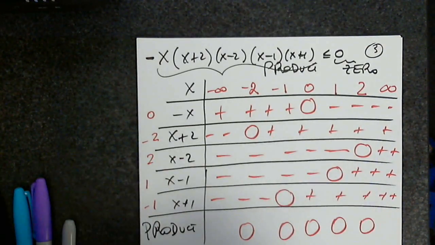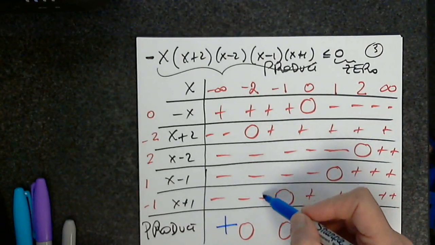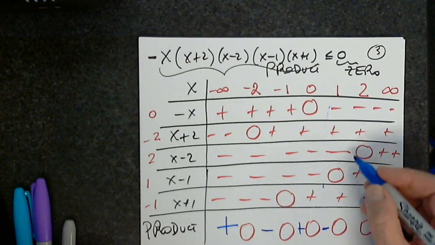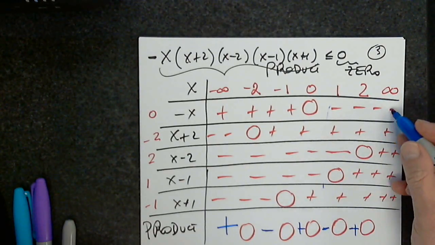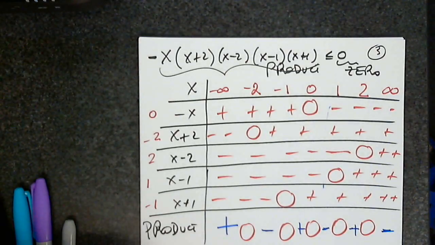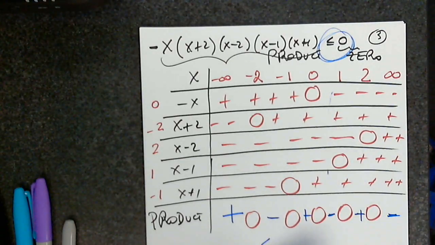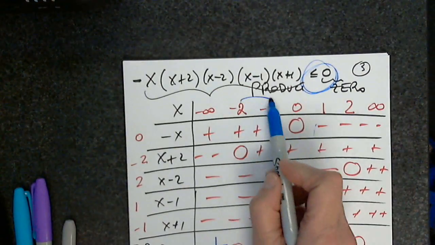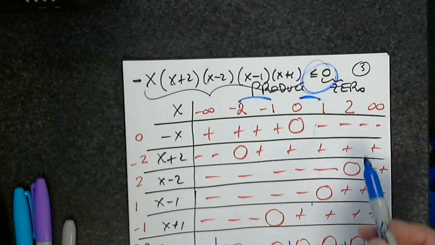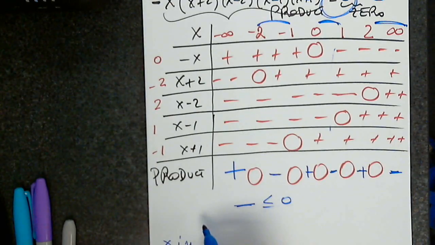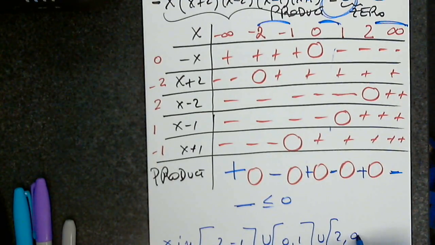And now I count. One, two, three, four negatives. One, two, three negatives. Two negatives. Three negatives. Two negatives. And one negative. And the question was this. Well, I know that only negative is less than or equal to zero, so I have to choose this, this, and this. So therefore, I will say x in the interval, and I will include the zero, bracket, negative 2, negative 1, union, 0, 1, union, 2 to infinity.